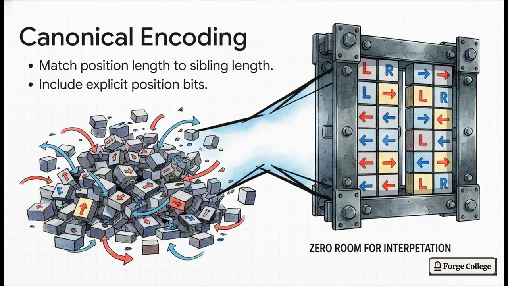Next up, we defend against those shuffling attacks with canonical encoding. Here, we strictly require that the length of the position data exactly equals the length of the sibling data. Plus, we include explicit position bits indicating left or right for every single sibling in the proof. So the crucial point is that canonical formats completely eliminate the ambiguity that forgeries rely on. We're leaving zero room for interpretation. There's literally only one mathematically accepted way to present the proof.